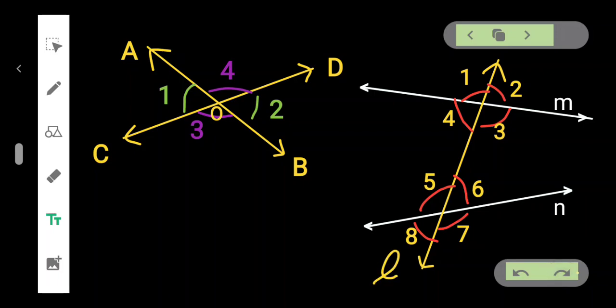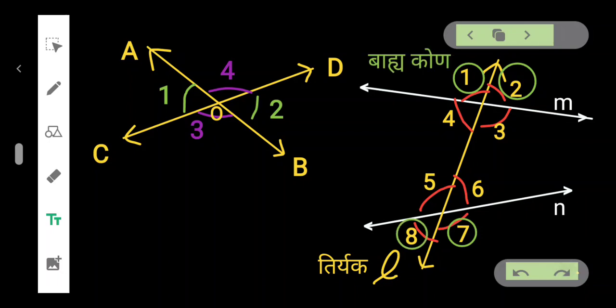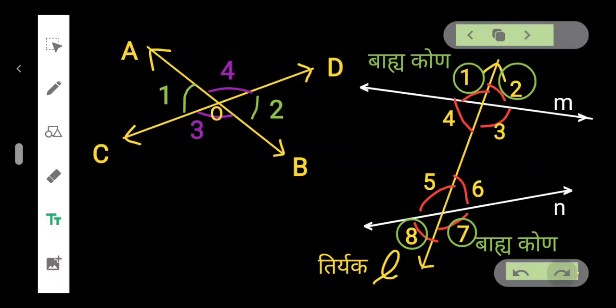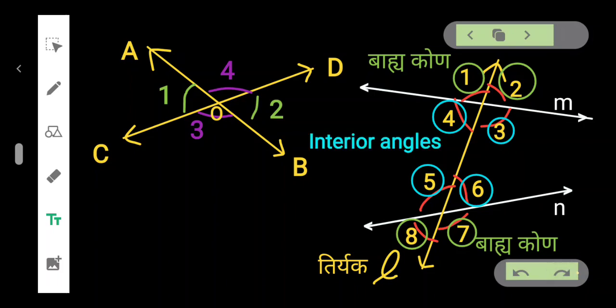M and N are two lines, any two lines, and L is the transversal. Angles 1, 2 are outside these lines. 7, 8 are also outside. Therefore, these are called exterior angles. बाह्य कोण बोलते हैं. Exterior angle जो हम यहाँ पढ़ रहे हैं, exterior angle. And 3, 4, 5, 6 are in the interior between the two lines. Therefore, these are called interior angles. Exterior angles and interior angles.